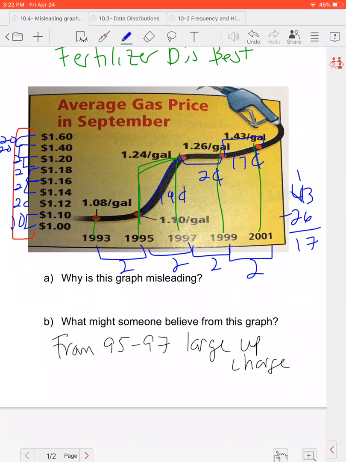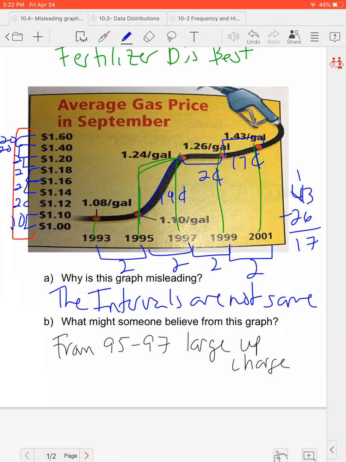So why is this graph misleading? The intervals are not the same. Okay, we talked about this with our frequency table two sections ago, I believe. We want those intervals to be the same.